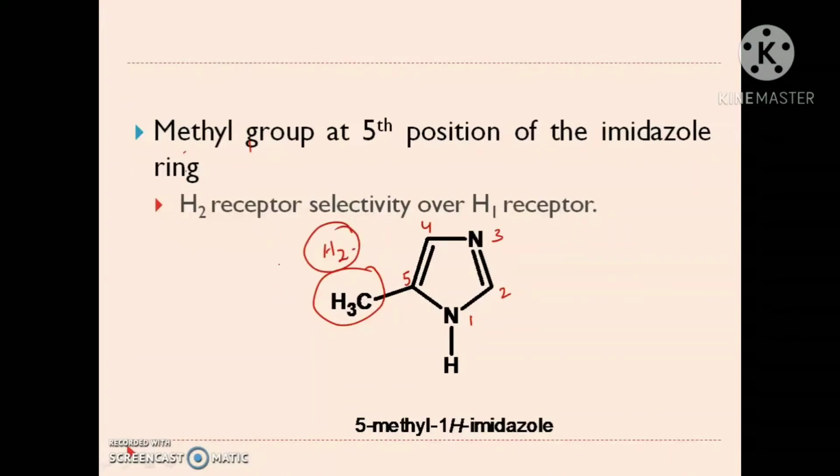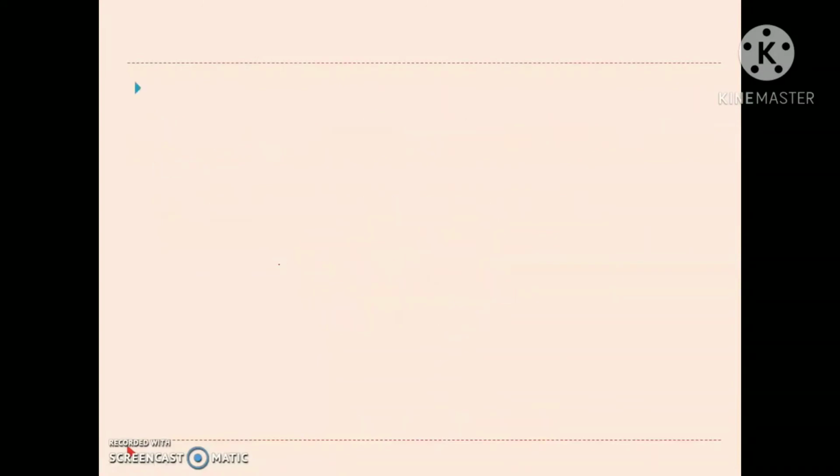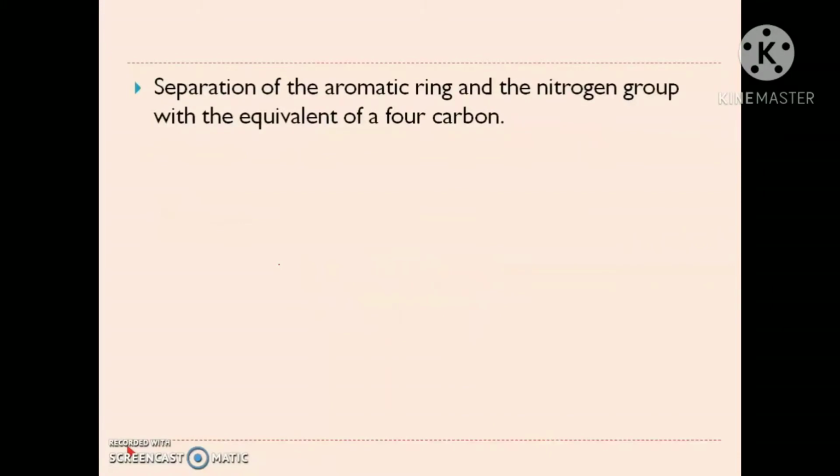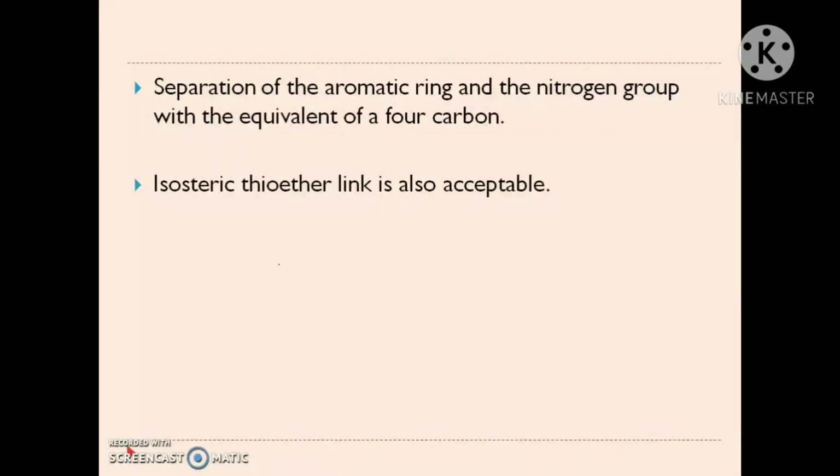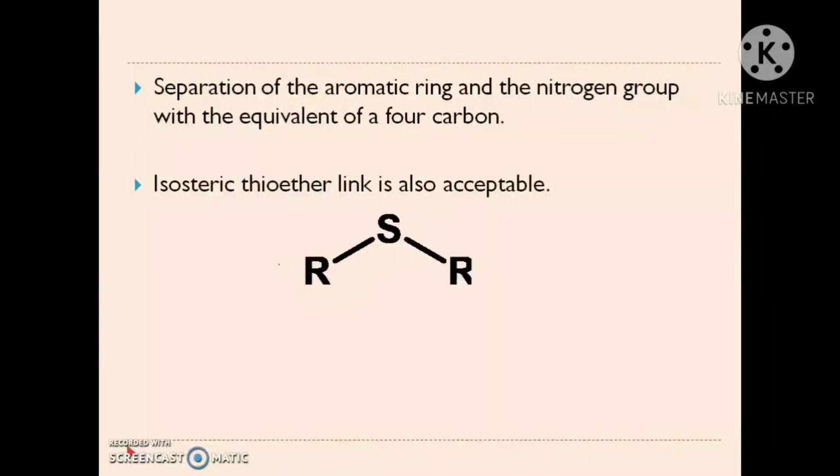Now, like H1 receptor antagonists, H2 receptor antagonists also have a terminal nitrogen atom, and the number of atoms between the aromatic ring system and the terminal nitrogen atom is usually 4. That is, the aromatic ring system and the terminal nitrogen atom are separated by the equivalent of 4 carbon atoms, and these 4 carbon atoms appear to be necessary for optimum antagonistic activity. Instead of a carbon atom, it can be replaced by an isosteric thioether linkage.